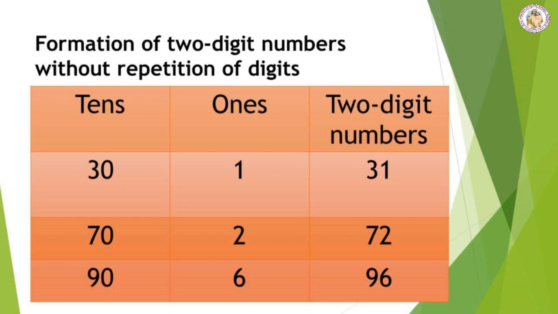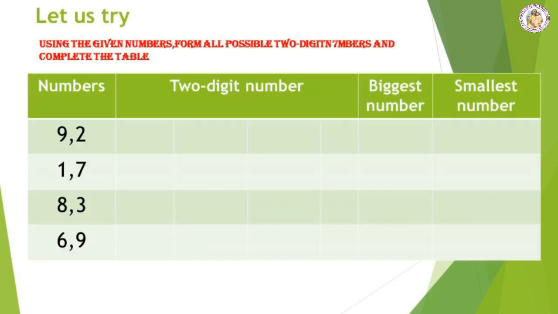And the third one is, among the tens cards, we have selected the number 90 and the ones card we have selected 6. So the number is 96. Let us see another example. Using the given numbers, form all possible two-digit numbers and complete the table.